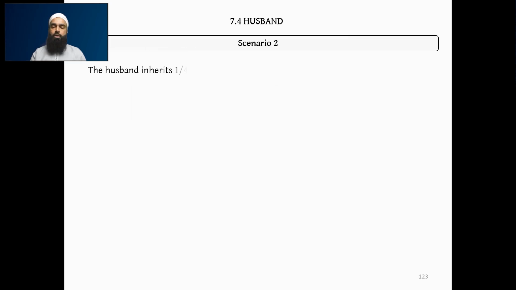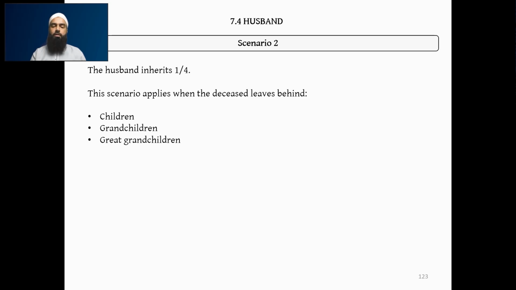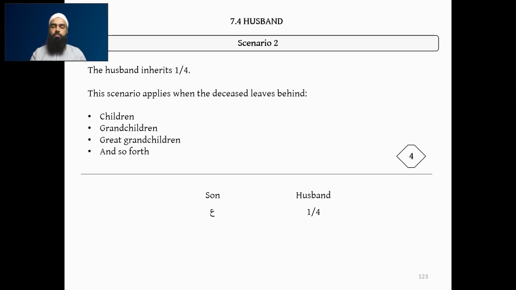And our scenario 2, husband receives a quarter, and this is obviously when the deceased has left behind children, grandchildren, great-grandchildren, and so forth. If there is at least one of them, then this scenario applies. So let's just do an example. Husband and son. What happens here? To reveal the answer, husband gets a quarter, son receives the remaining as an agnatic shareholder. We only got 1 fraction, a quarter, meaning the denominator is 4, so we use that for the divisor. The husband receives a quarter of the 4, which is 1. The remaining 3 go to the son, and we have a total of 4. All good.